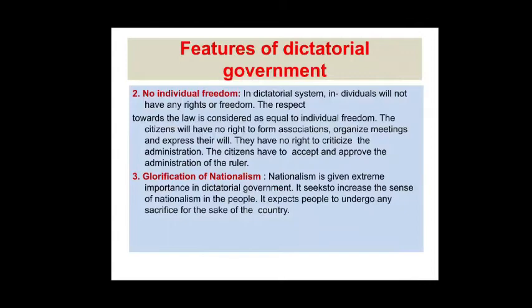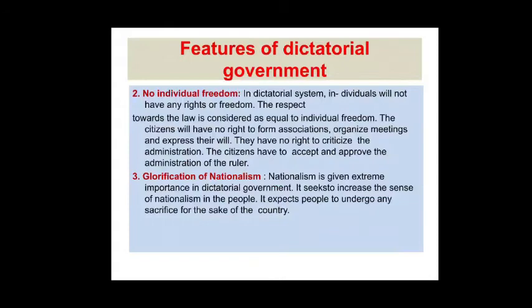No individual freedom. In a dictatorial system, individuals will not have any rights or freedom. Respect towards the law is considered equal to individual freedom. The citizens will have no right to form associations, organize meetings, and express their will. They have no right to criticize the administration. The citizens have to accept and approve the administration of the ruler.